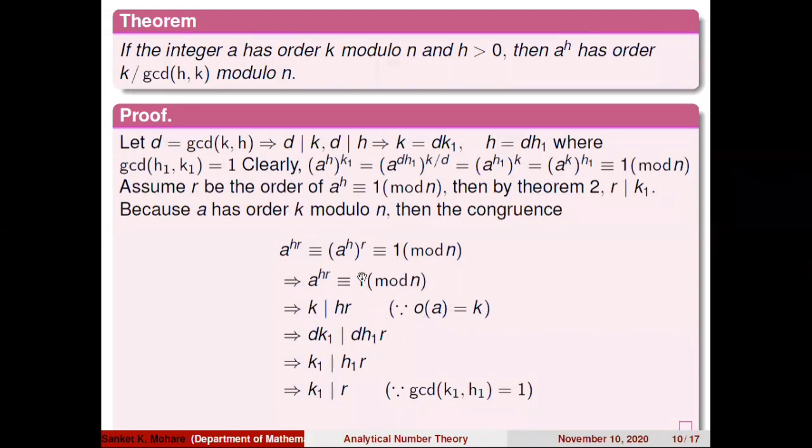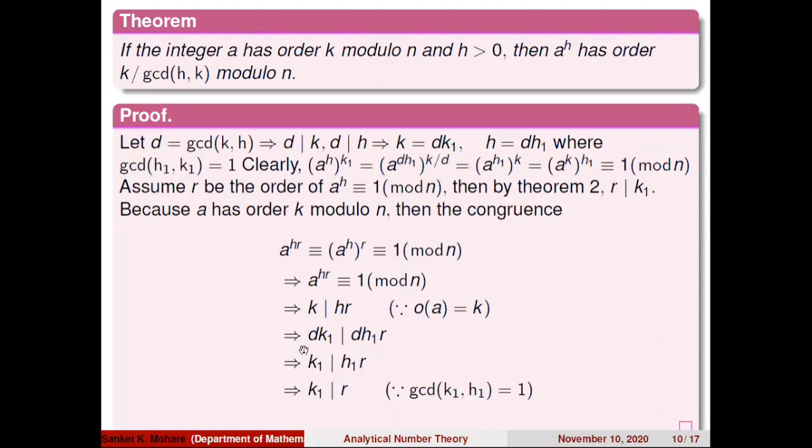But what is the value of K? Here the value of K is D K1. So D K1 divides, and the value of H is D H1, so D K1 divides D H1 R. So D and D get cancelled out. So what remains? K1 divides H1 R. But K1 and H1 are coprime, meaning here GCD of H1 and K1 is equal to what?